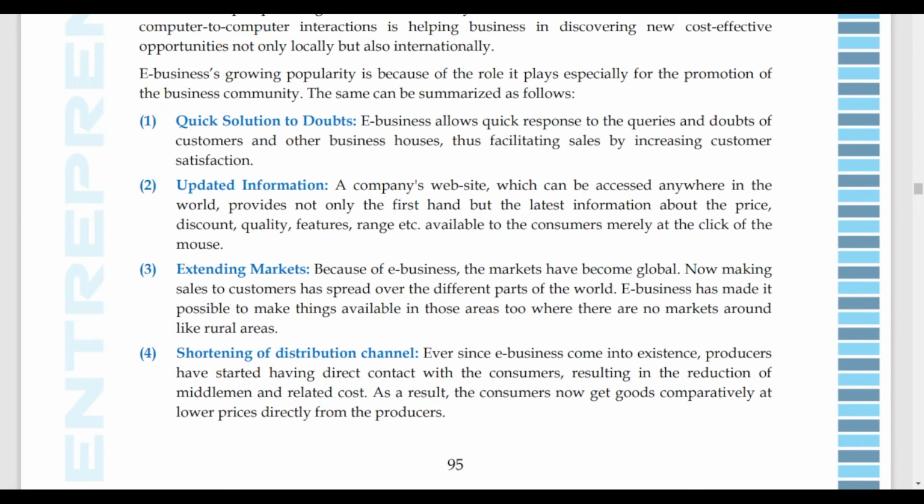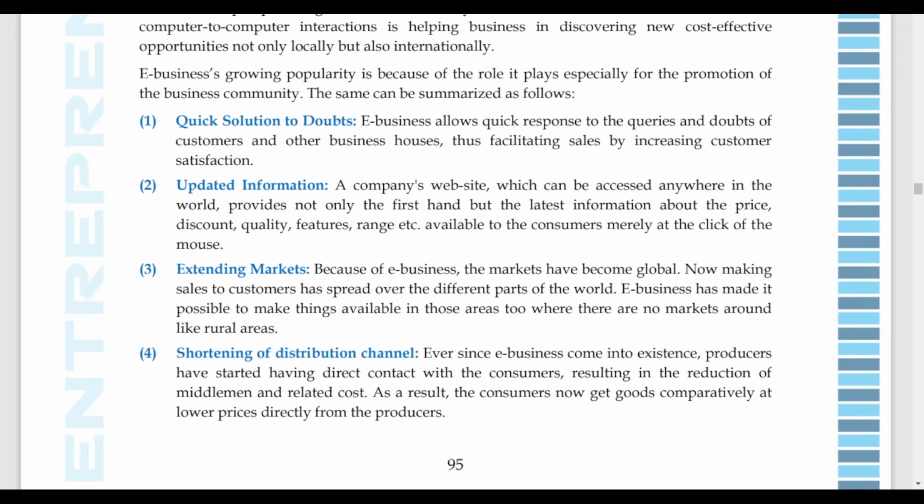Number 3. Extending markets. Because of e-business, the markets have become global. Now making sales to customers has spread over the different parts of the world. E-business has made it possible to make things available in those areas too, where there are no markets around like rural areas.